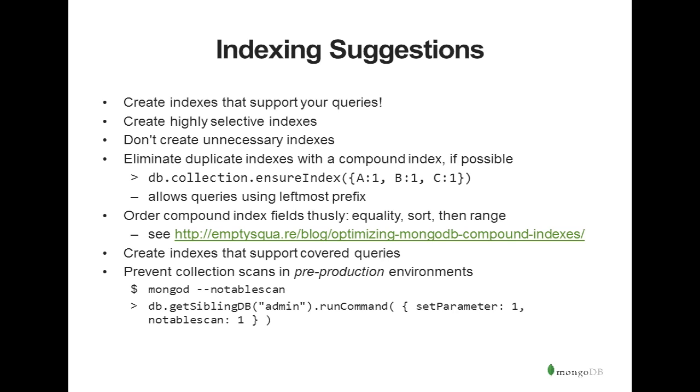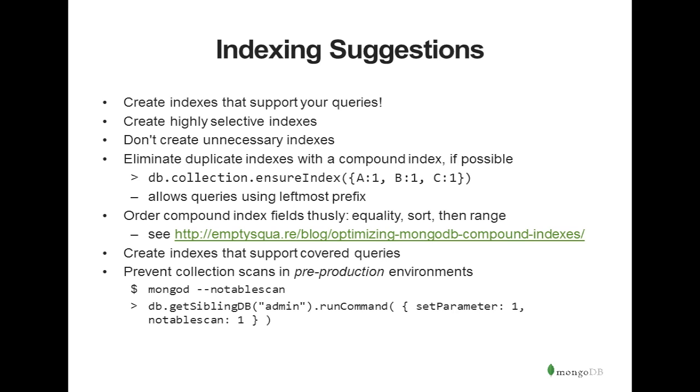So you can eliminate duplicate indexes with a compound index. In this particular example, if I do an ensure index on A and B and C, that allows me to use leftmost prefix. So that single index can handle queries for A and B, and A, B, and C. So you can get some reduced overhead by creating compound indexes where it's possible.